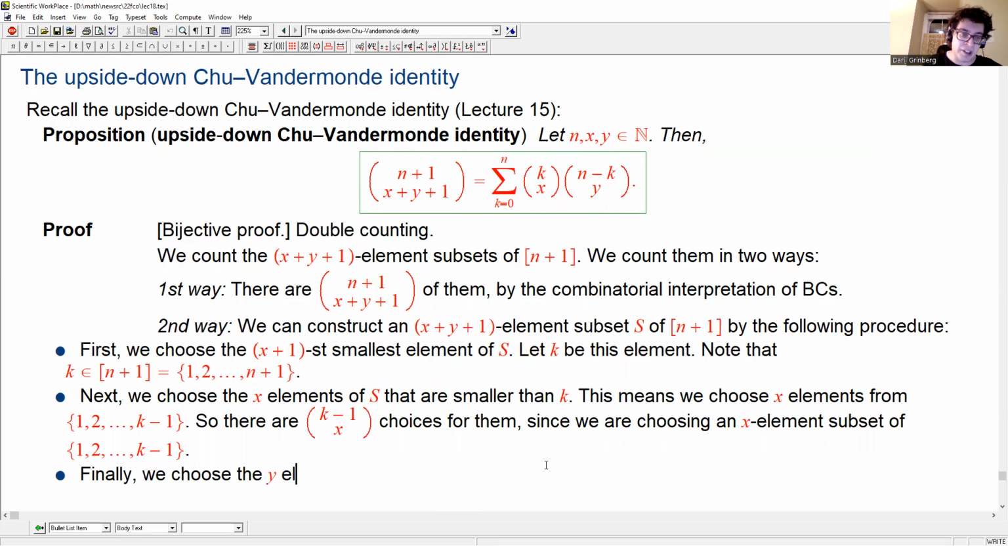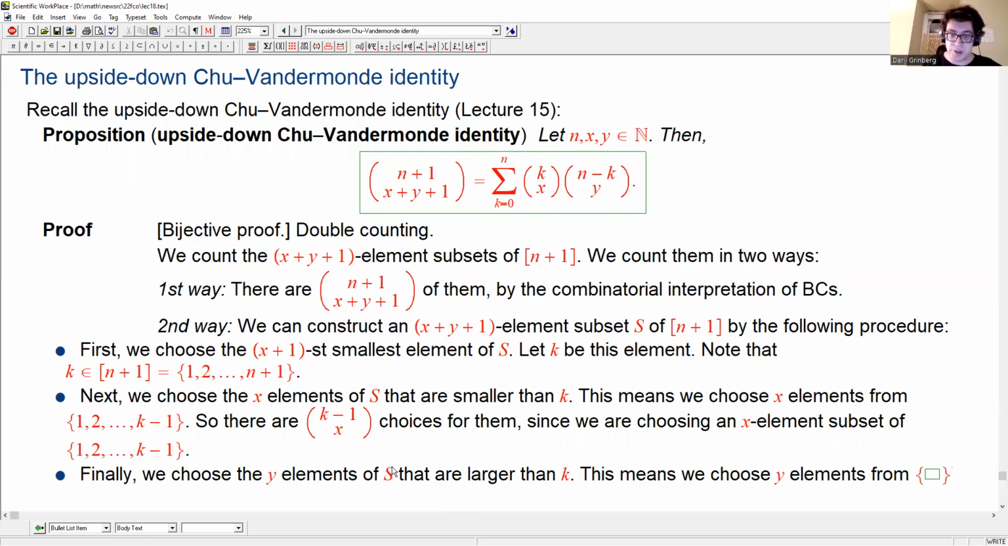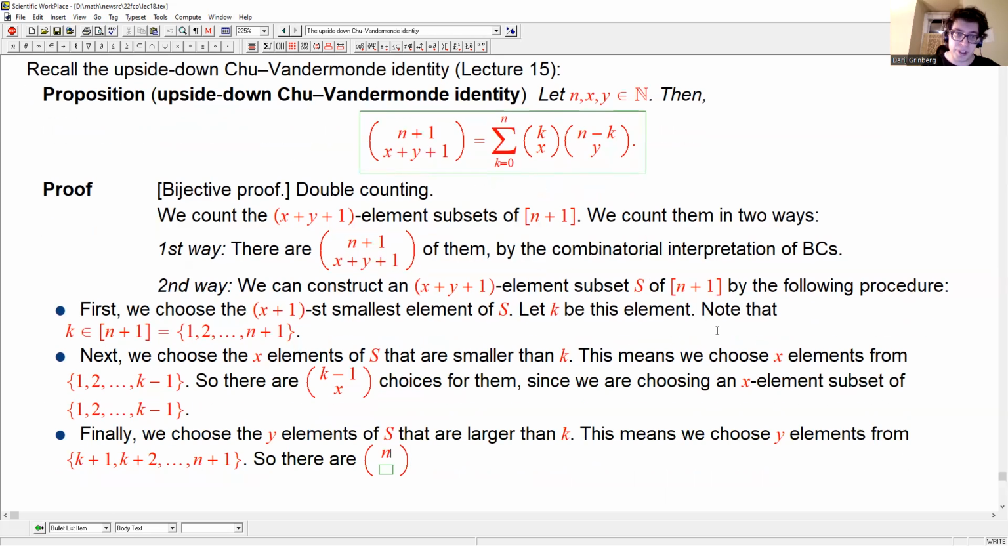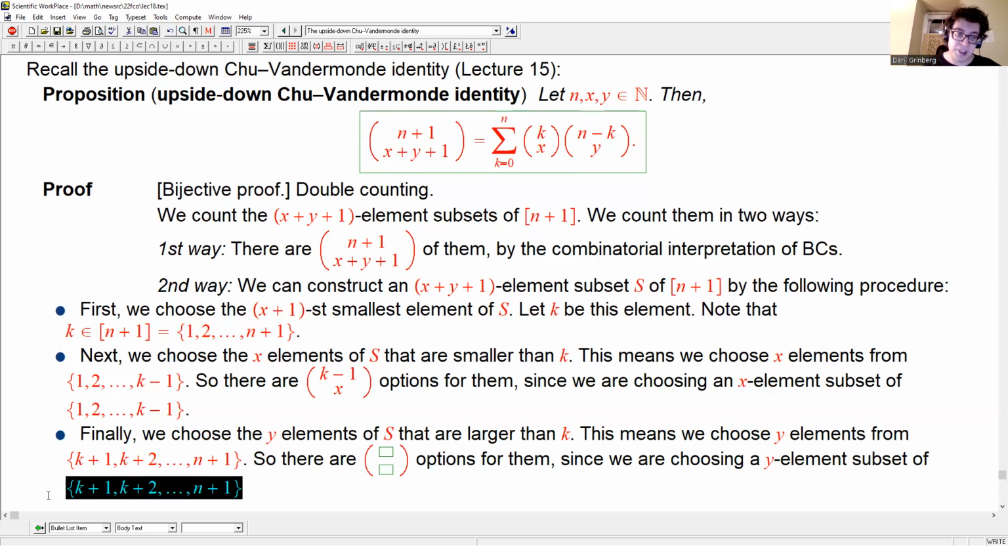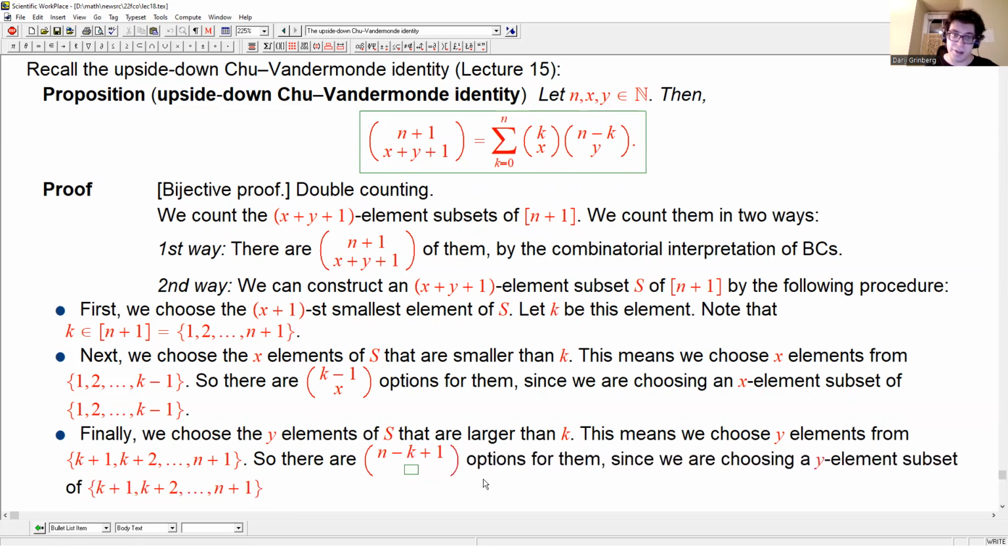Finally, we choose the y elements of S that are larger than k. This means we choose y elements from the set whose candidates start at k plus 1 and go all the way to n plus 1. How many options are there? Let me say options, not choices. Well, we are choosing a y element subset of the set k plus 1 dot dot dot n plus 1. As you can easily see, the set has n minus k plus 1 many elements. So on top you have n minus k plus 1, and at the bottom you have y, because you're choosing a y element subset.